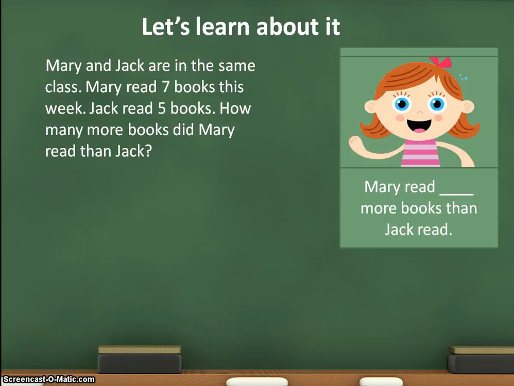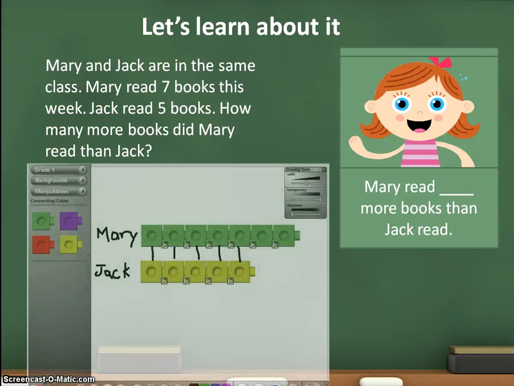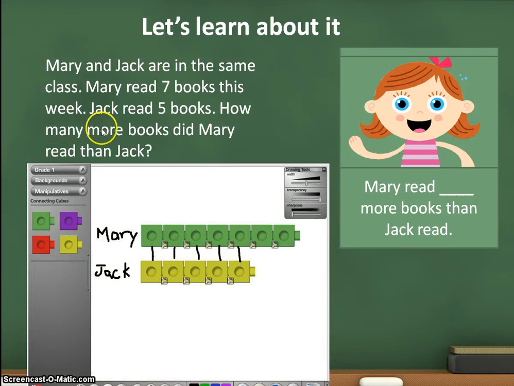Now we come to that tricky comparing problem. But it won't be tricky when we're done with it. Let's look at the problem and the model. The problem says, how many more did Mary read than Jack? Which means we are comparing 2 amounts to see which one is bigger than the other. When we look at our model, we have matched up the books Mary read to the books Jack read until there were no more books left to match. What we have left is the difference between the books Mary read and Jack read.